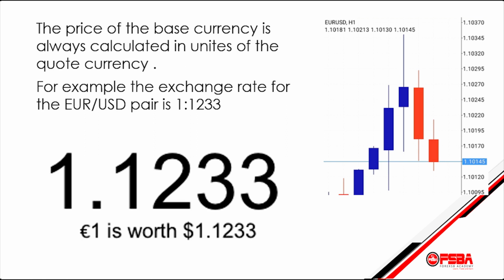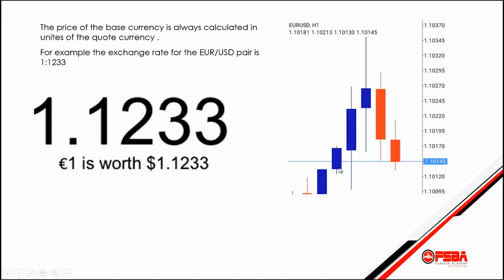For example, the exchange rate for the EUR/USD pair is 1.1233. Looking at the chart, presently 1 euro is worth 1.1233 dollars. For example, if I have euro and you have dollar and you want to collect my 1 euro, you will have to give me 1.1233 US dollars to collect my 1 euro. Let's say I have 10 euros. You have to give me 11.233 dollars to collect my 10 euros.